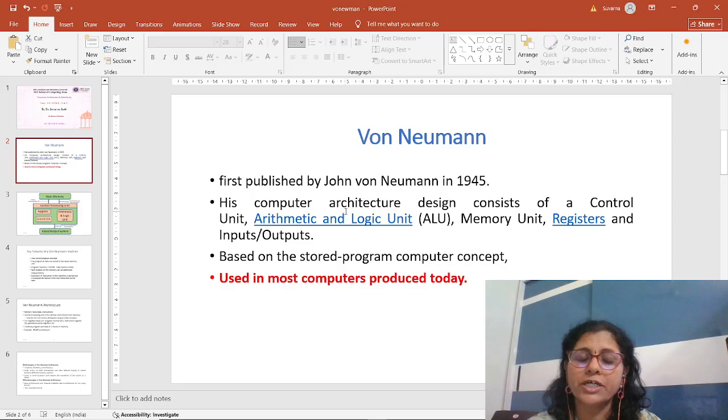Basically, Von-neumann architecture is based on the concept of a stored program computer. Here we store our program inside the memory, and in the same memory we store our data also. Von-neumann architecture is also a popular architecture and is used in most of the computers produced today. All the Intel processors, that is the Intel x80x86 family, are based on the Von-neumann architecture.